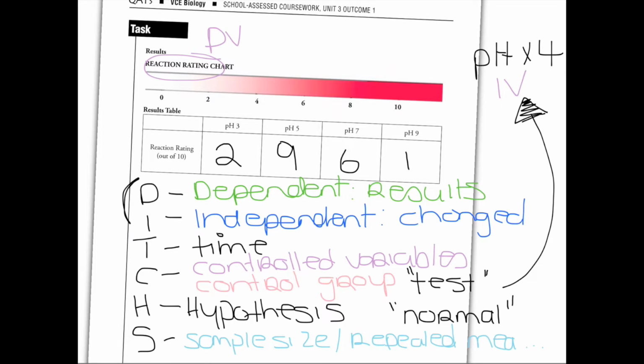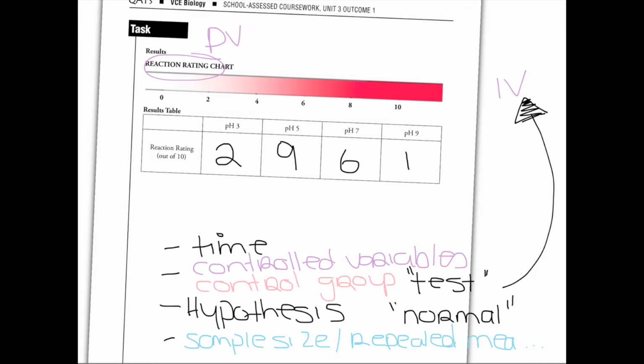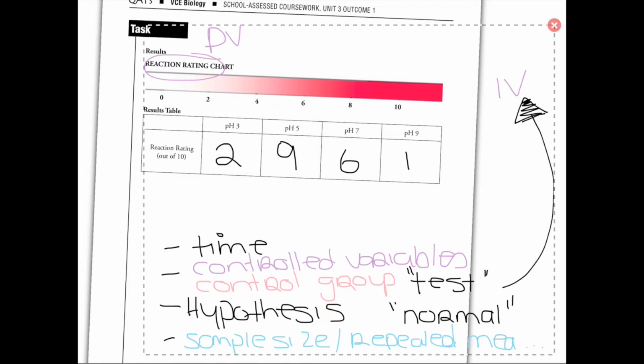We were really hoping for one last year, and we were lucky enough to get one, so let's hope for it again this year. It was worth 3 marks, and they needed to pretty much give all of this information in order to obtain those. So make sure that you're using DITCHES. It's a very important acronym. Okay, I'm just going to get rid of all of that so that we can now look at the results.